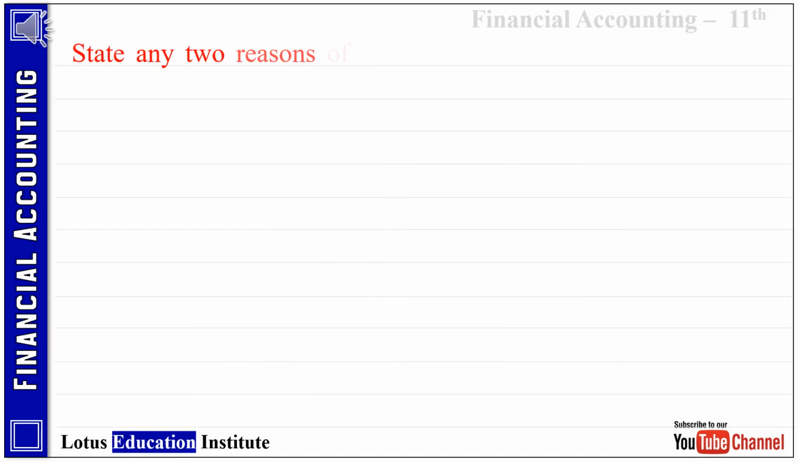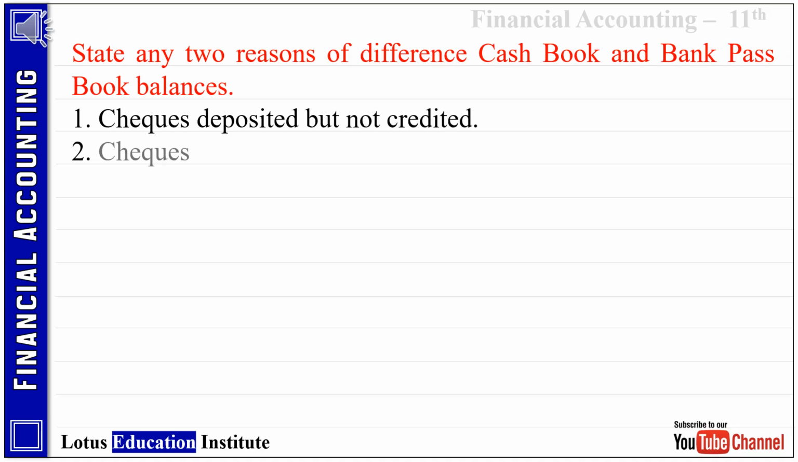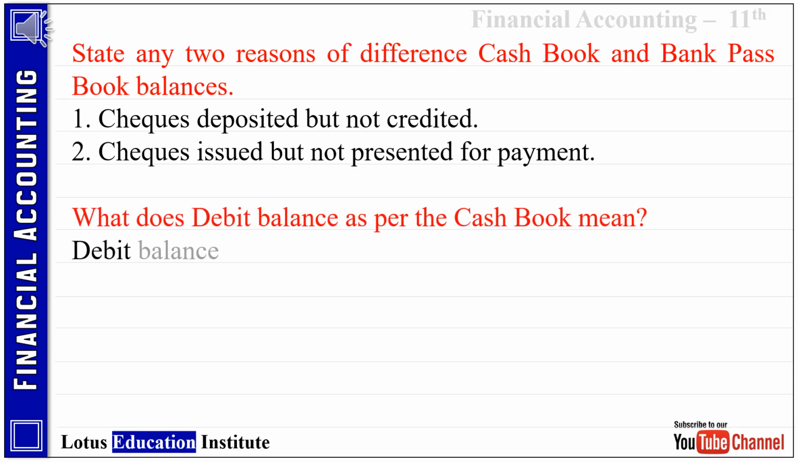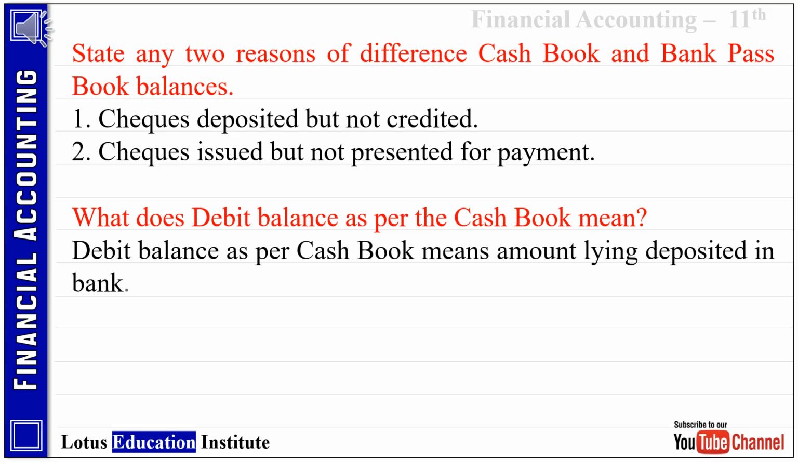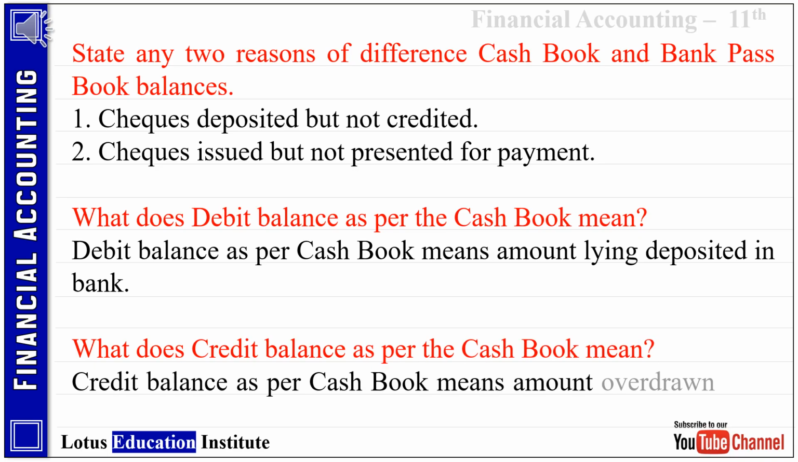State any two reasons of difference between cash book and bank passbook balances. 1. Checks deposited but not credited. 2. Checks issued but not presented for payment. What does debit balance as per the cash book mean? Debit balance as per cash book means amount lying deposited in bank. What does credit balance as per the cash book mean? Credit balance as per cash book means amount overdrawn from the bank.